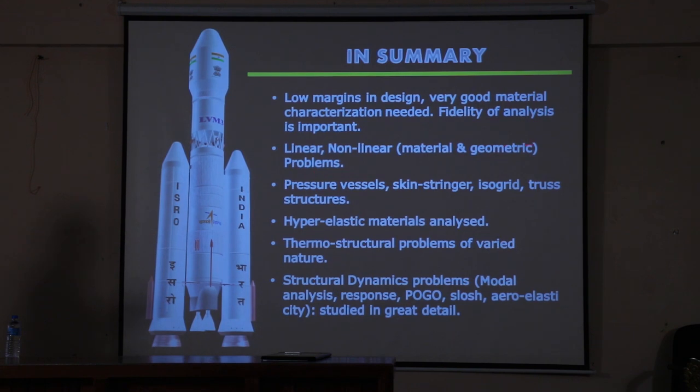So in summary, in a rocket, there are low margins in design. When you say low margin, you need to understand the material very well. When I say steel, in rocket design, steel is not treated the way you treat steel in civil engineering. In civil engineering, you may look at the yield strength and ultimate strength, that's it. But in rocket design, we look at the sustained strain, its plasticity. We allow the material to go to plastic conditions and still work. And we have to understand non-linear and geometric problems very well.